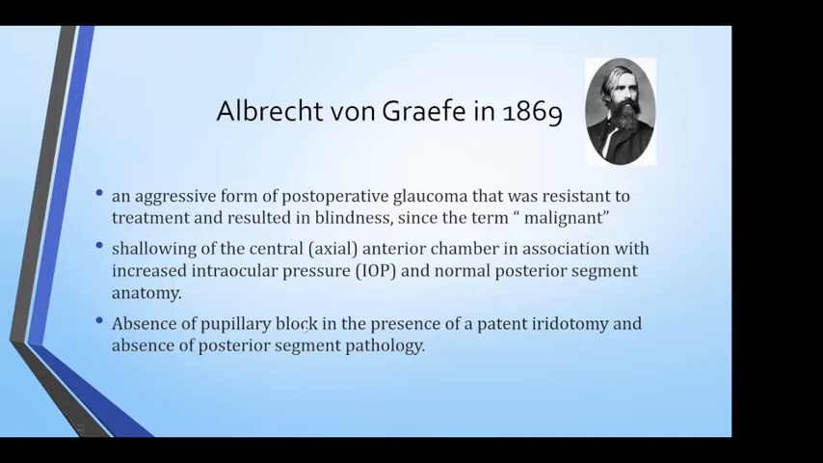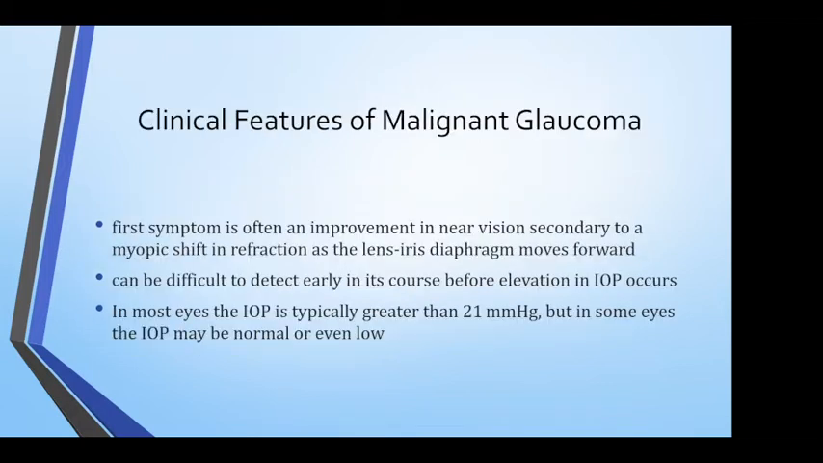And then shallowing of the central anterior chamber associated with increased intraocular pressure and normal posterior segment anatomy, in the absence of pupillary block, in the presence of a patent iridotomy, and absence of posterior segment pathology. That was described by von Graefe in the 18th century.